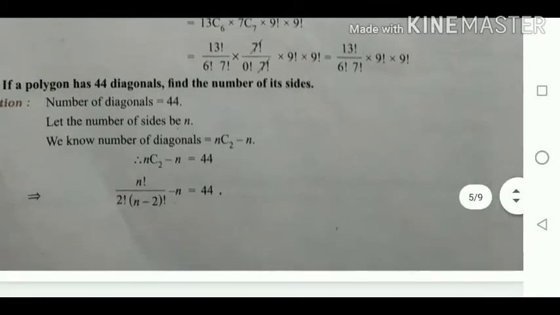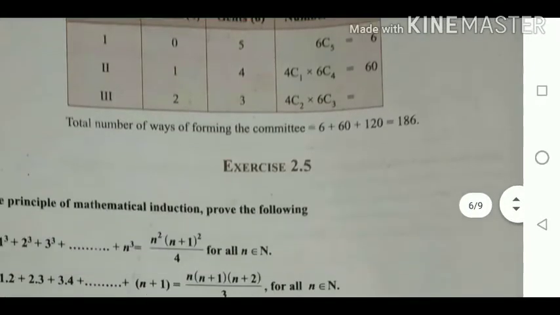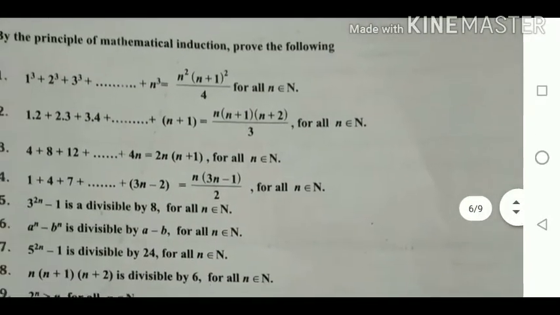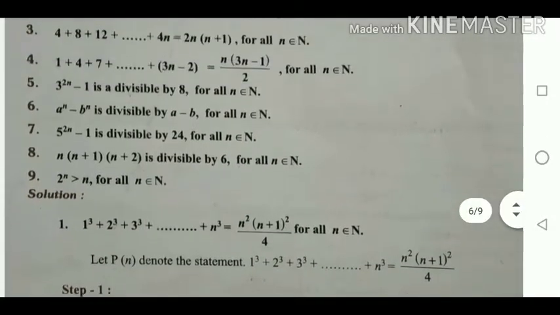The next question is about polygons. Okay. So before going to that sum, we are going to exercise 2.5, which is related to mathematical induction.